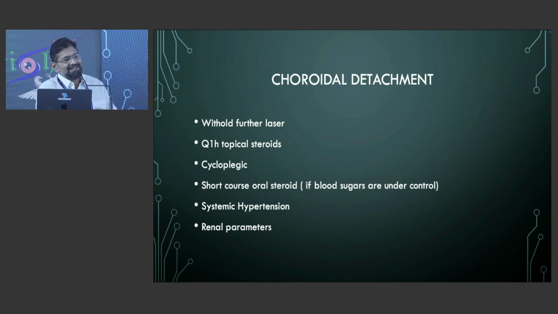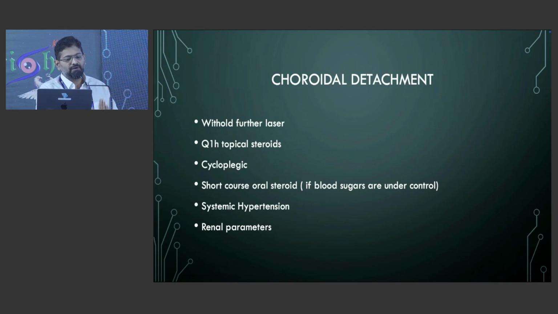Withhold further laser. The patient might be coming from 100 kilometers, 200 kilometers. Just because of the patient's comfort, do not add laser because inflammation is always there. Whenever you see choroidal detachment, there are two causes. One is hypotony, another is inflammation. By doing a laser, you're only going to further worsen it.